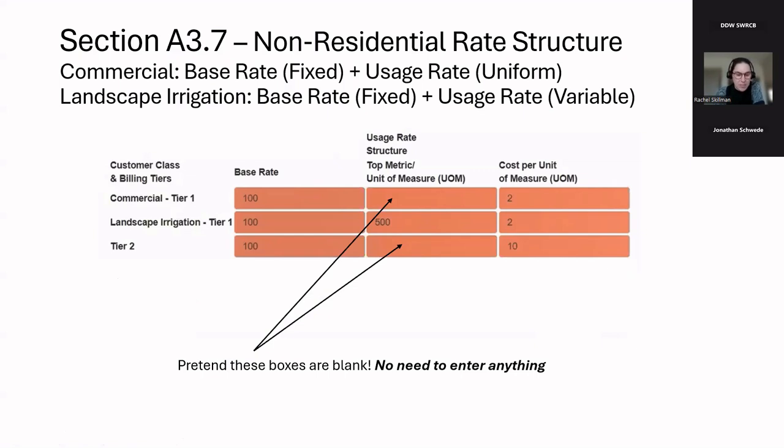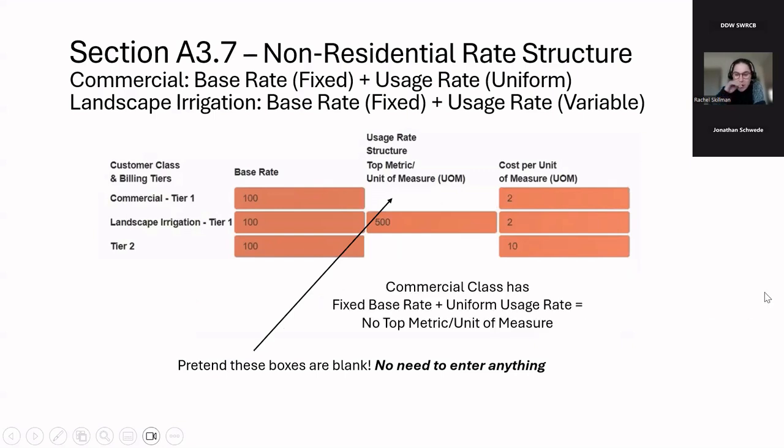And so in this particular case, you wouldn't need to enter anything for this commercial tier 1 top unit of measure. That would be because there is no top unit of measure, because there's only one tier. This is actually a fixed base rate and a uniform usage rate. There's only one tier, right? So there's only a base rate and a usage rate, and both of those are fixed, and it does not matter what unit of water usage you have.